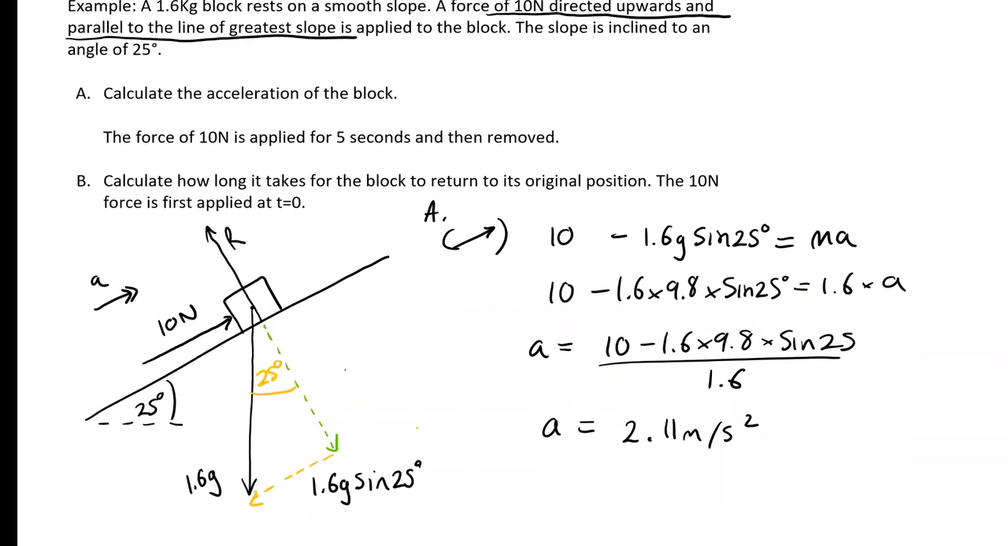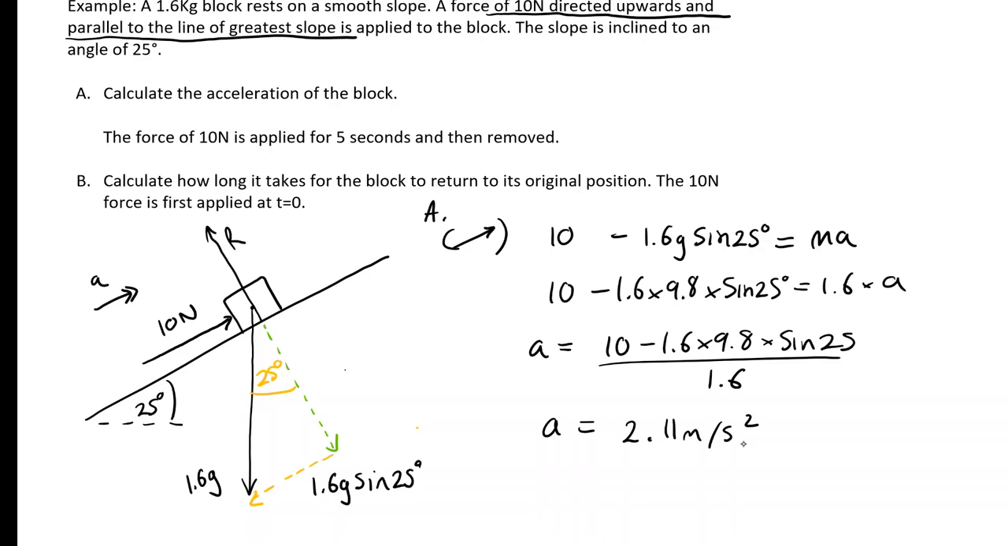Before going into part B, there's some new information. The force of 10 newtons, so this force we've been working with, is only applied for 5 seconds and then removed. In part B, calculate how long it takes for the block to return to its original position. The 10 Newton force is first applied at t equals 0 seconds.